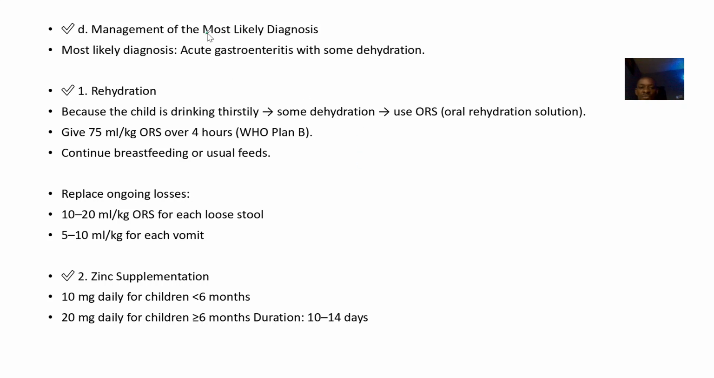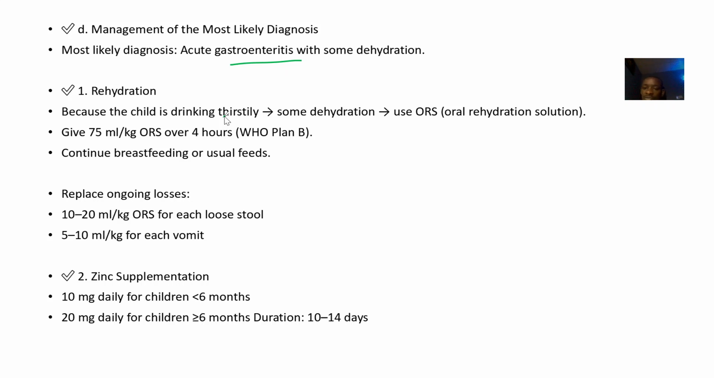So management of the most likely diagnosis. The most likely diagnosis is what? Acute gastroenteritis with some dehydration. So you have to rehydrate the child. From the question, we didn't read anything like the child was unconscious, so you don't have to go in for intravenous treatment. You can give them oral routes of treatment. So you give them things like what?